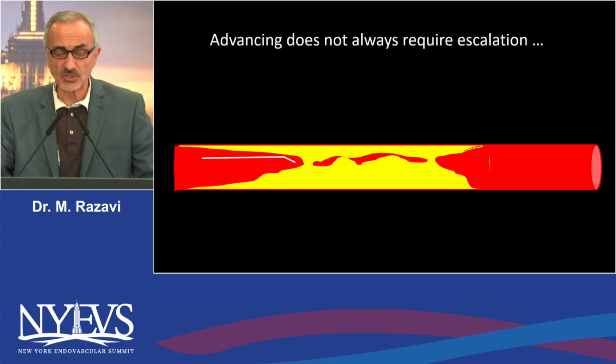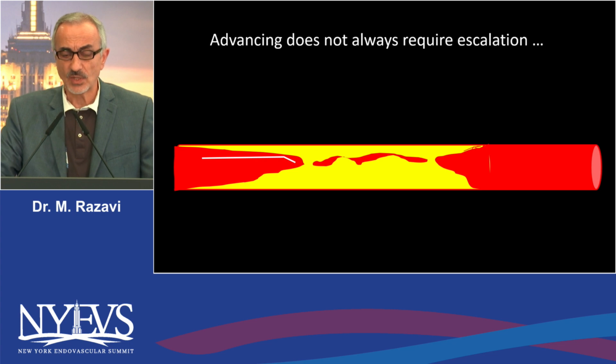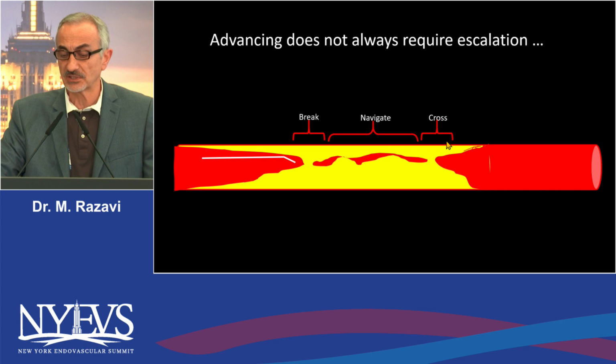Also remember, as you're crossing a CTO, you may have hibernating lumens, and if you identify them, crossing becomes a lot easier. You don't have to go subintimal. You're trying to do a short crossing, then de-escalate and re-escalate as necessary. So you break the cap, you navigate the rest of the way, and then cross again.